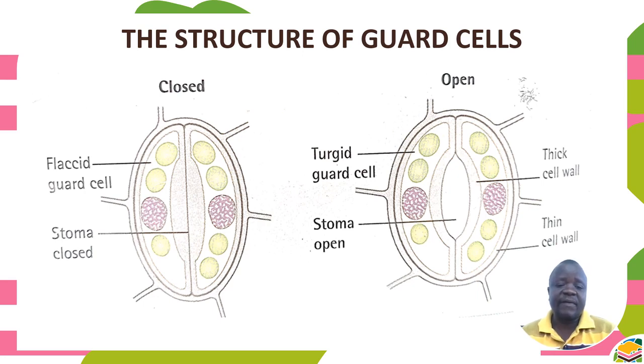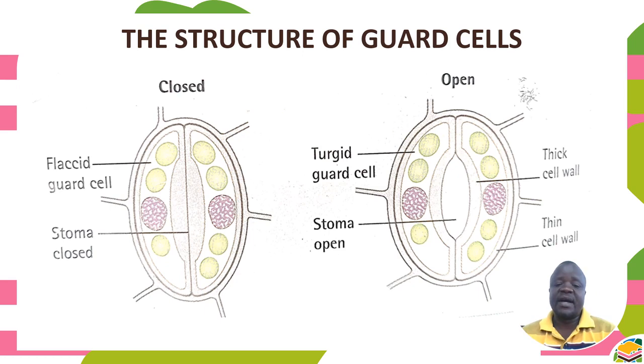Now we have a flaccid guard cell. This one is flaccid, meaning it has lost water. If the guard cells have lost water, they become flaccid, meaning they become very weak and shrink in shape, therefore closing the stomata. That's why this stomata now is closed. Now we have a closed stomata, and the whole of this is a guard cell, and these structures are the chloroplasts.